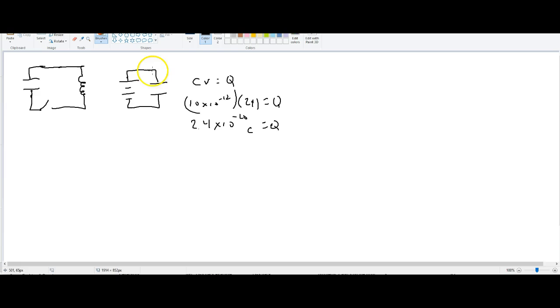Then I take this system away, don't need it anymore. I'm going to put that much charge on this 10 times 10 to the negative 12th farad capacitor. And then I've also got a 0.00063 Henry inductor.